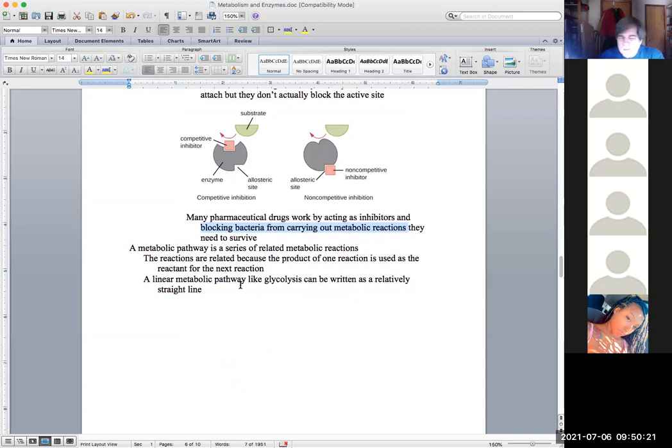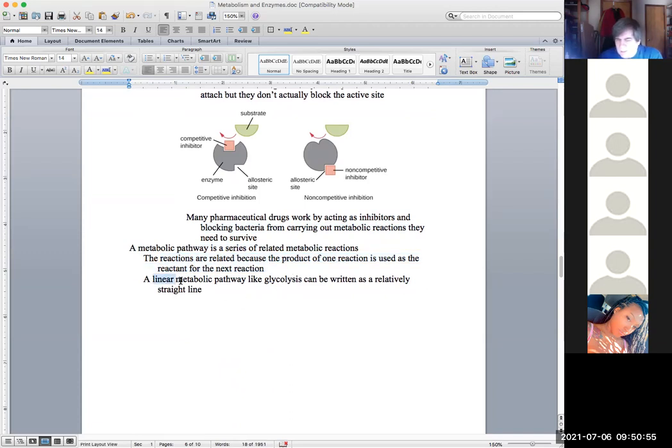Now, keeping in mind what we said, when we look at a metabolic pathway, it is going to be a whole series of related metabolic reactions. The 10,000 or so metabolic reactions that happen in a cell aren't unrelated. They're all similar to one another. The way that they're related when we look at a pathway is the product of one reaction is used as the reactant for the next reaction.